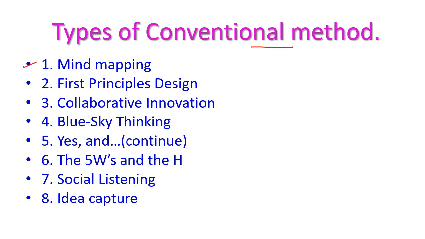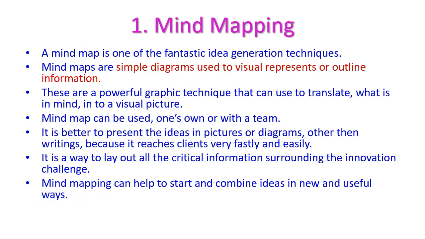The first one is mind mapping, second is first principle design, third one is collaborative innovation, fourth one is blue sky thinking, fifth one is yes and continue, and sixth one is the 5 W's and the H. Seventh one is social listening, and the last one is idea capture. Let us see all these things one by one. The first one is mind mapping.